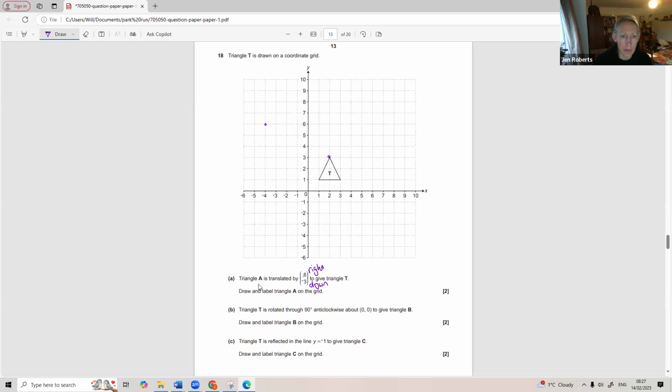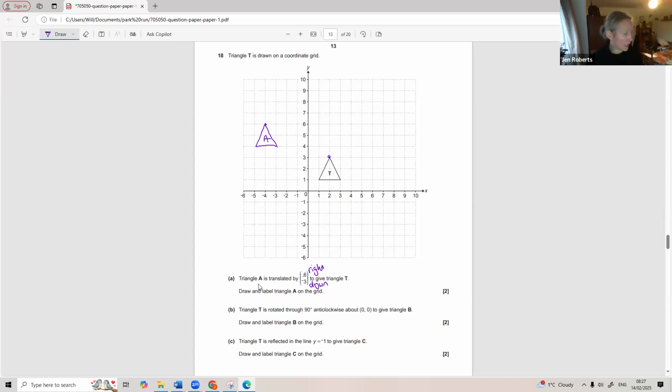Right, so I'm going to draw this. This is the top of my triangle. I'm just going to draw this triangle. So I don't have a ruler on here, but you use a ruler. So this is triangle A. Let me just check that. So here's my triangle A. If I go 6 right and 3 down, yeah, I get that triangle T.